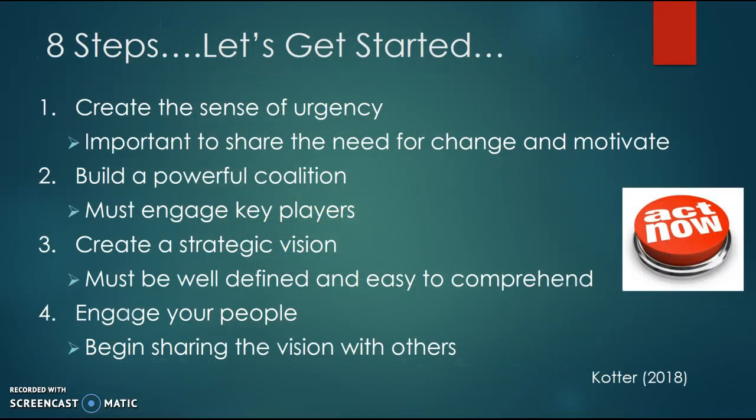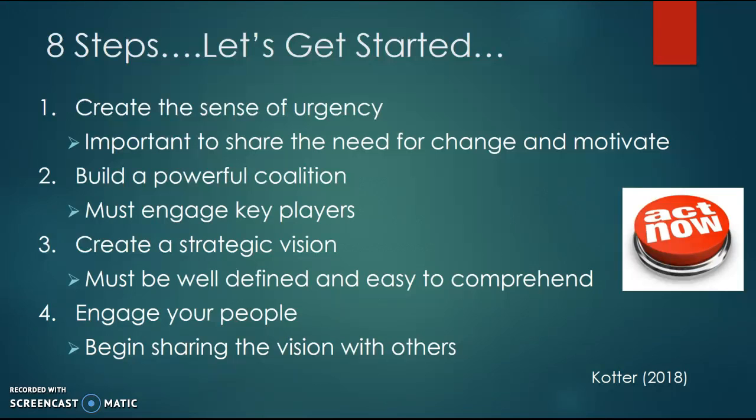So for step 1, we want to create a sense of urgency. This is crucial. Critics have often called it kind of manipulative, while others believe it is a brilliant way to engage and motivate change. But you need to make sure that everybody knows how urgent it is and why this change must occur. It's a motivating factor. Then 2, we need to build our coalition. It has to be a powerful coalition. We must engage the key players that will make it successful.